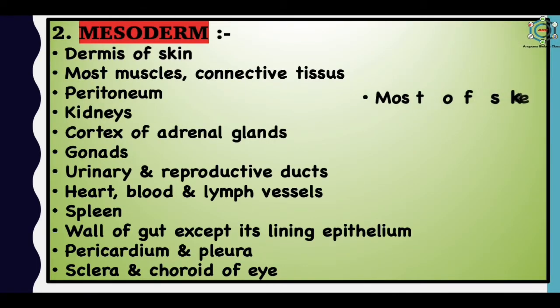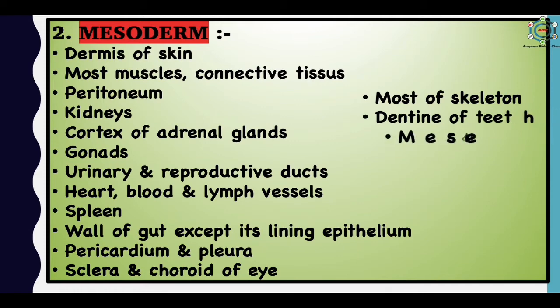Now the second is mesoderm, and here it produces the dermis of the skin, most muscles, connective tissues, peritoneum, kidneys, cortex of the adrenal glands, gonads, urinary and reproductive ducts, heart, blood, lymph vessels, spleen, wall of the gut except its lining epithelium which is formed by the endoderm, pericardium and pleura, sclera and choroid of the eye, most of the skeleton, dentine of teeth, mesenteries, and notochord. All these structures are formed by the mesoderm.